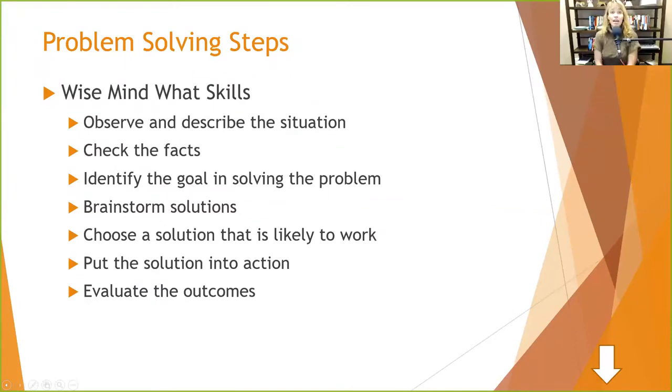So when there's a problem, you've got to use your wise mind skills. And I know you're probably tired of hearing about these right now. Observe and describe the situation, the whole situation, and nothing but the situation. Check the facts. Identify your goal in solving the problem. What your goal is may be different than somebody else's goal. So with the example of the classroom in graduate school, my goal was to be comfortable through the class. The professor's goal was to get them to fix the thermostat so we didn't have to worry about that. We had two different goals, so our solutions obviously were very different.